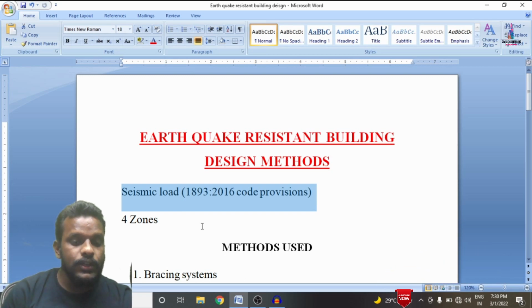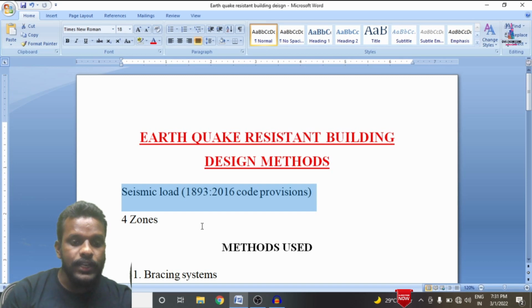Next is zone 4 seismic condition, which is called the high seismic zone. The last one is zone 5 seismic condition, which is called the very severe zone. For example, let us consider that I need to construct a G plus 10 storey building in a critical zone, which has a seismic coefficient Z value of 0.36.